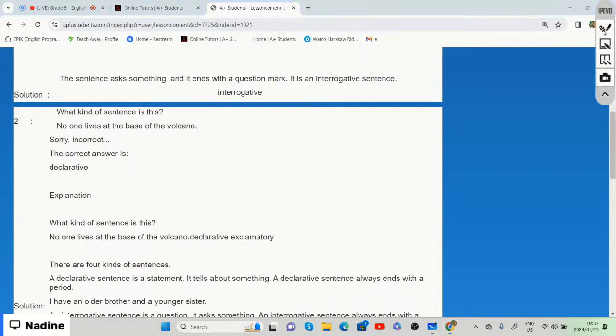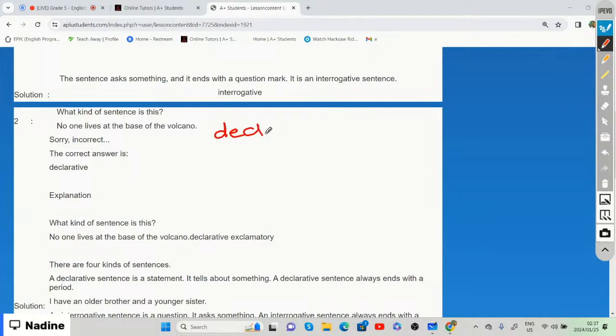And if we look at this one that says, no one lives at the base of the volcano, this is a declarative sentence. So that's a declarative sentence.